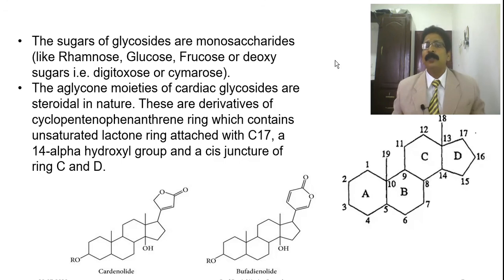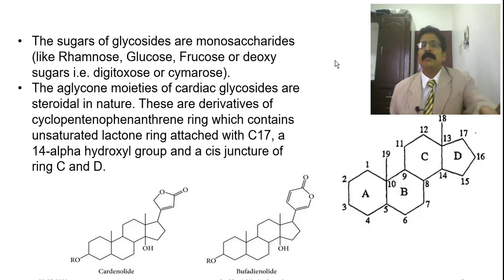And now we are coming to this slide to discuss the aglyconic part. Aglycone is also formed as a secondary metabolite in the plant. That is also a biosynthetic pathway. So the sugar of glycosides or monosaccharides may be rhamnose, glucose, fructose, or deoxy sugars, that is digitoxose or cymarose, which can also be the sugar part. And the aglycone moiety of cardiac glycosides is steroidal in nature.